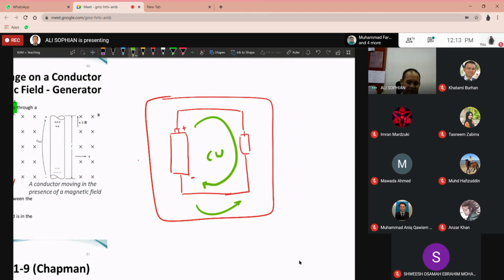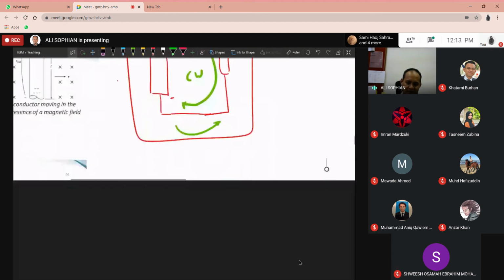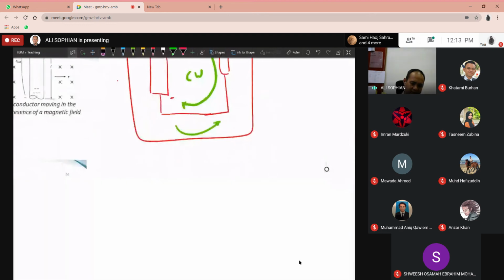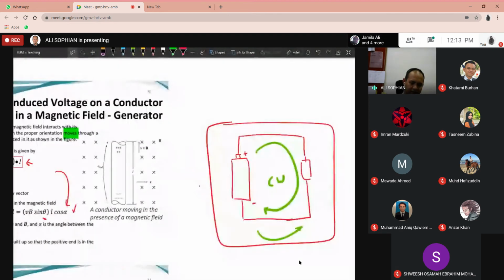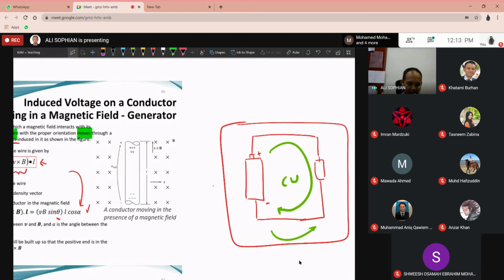Okay, so that's correct. However, if we go back to our case here, the induction. Just wait for a bit. Not responding again. Okay, the current is flowing upward. But if you look at the polarity of the induced voltage, negative is down here, positive is up there.